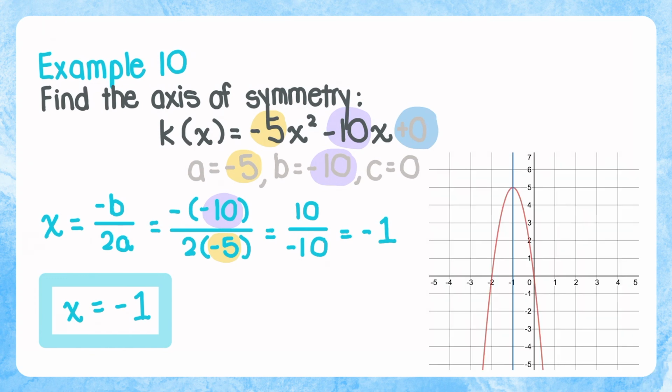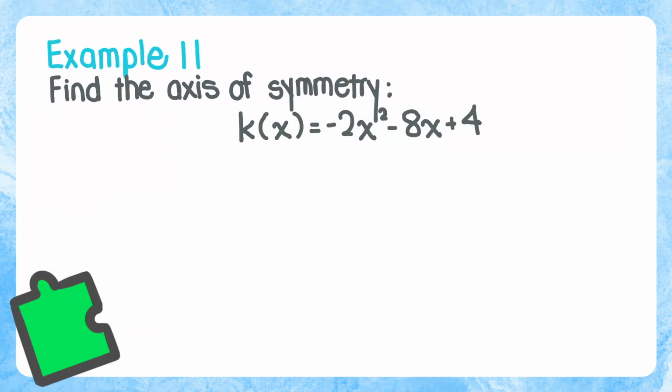Here's the graph of this quadratic function. And notice that its axis of symmetry is at x equals negative 1. Please try this similar example on Edpuzzle. Find the axis of symmetry for k of x equals negative 2x squared minus 8x plus 4.